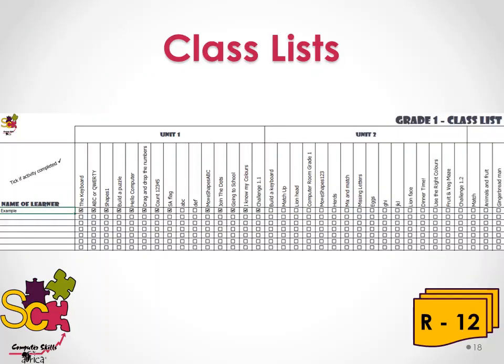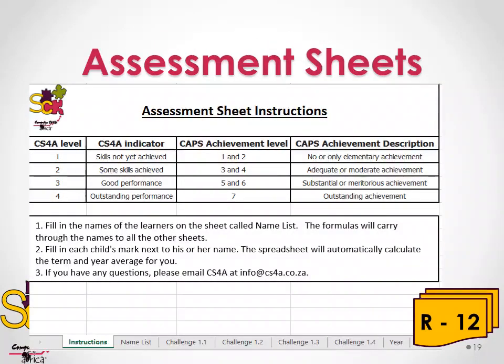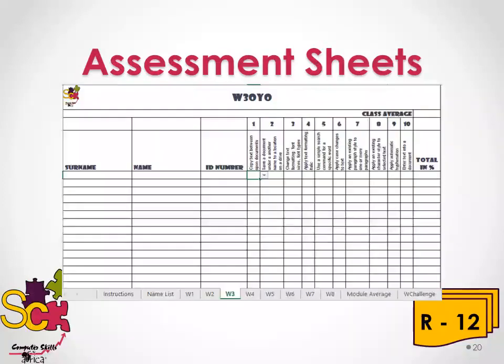Here's an example of a class list. So on the left, in the first column, you would type in the names of the children. And then you would tick, tick, tick, when and if that child has indeed completed that activity. Then you have an overview of what has been done. In the assessment sheets, we're using 1, 2, 3, and 4 as a level, so you can score a 1 or a 2 or a 3 or a 4. On the first sheet here you will see instructions, and then you'll see name list, then you'll see worksheet 1, worksheet 2, worksheet 3.